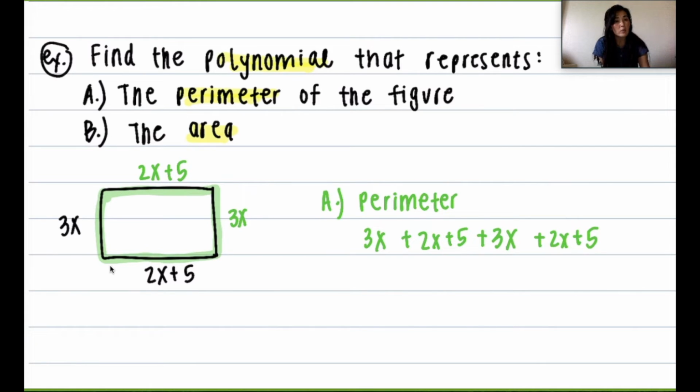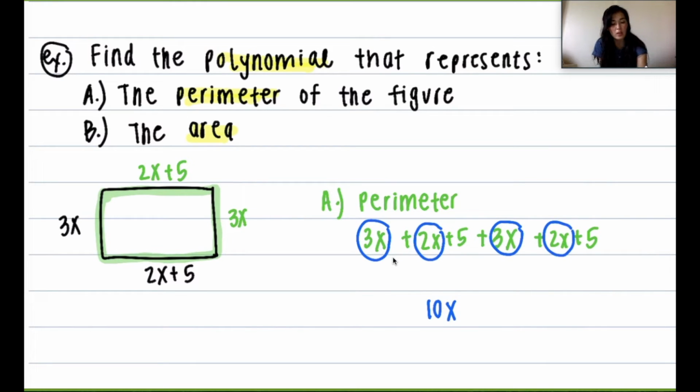All right, and just like we saw before and we've been working on, what we're going to do next is we're going to go ahead and combine our similar terms or our like terms. So you can go ahead and add up all those x's. 3x plus 2x plus 3x plus 2x. That's going to give you a total of 10 x's.